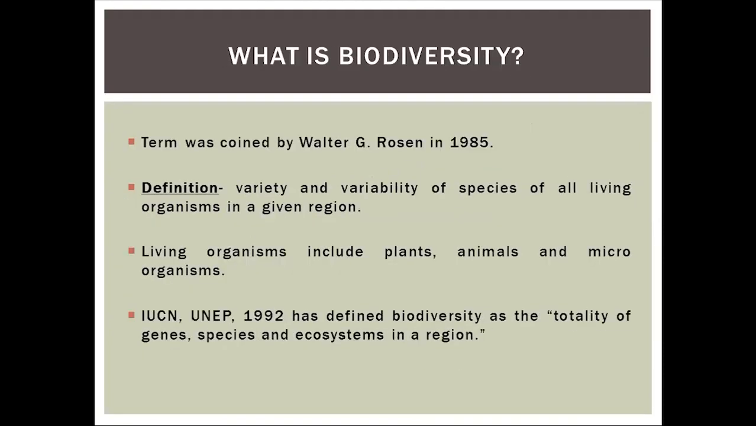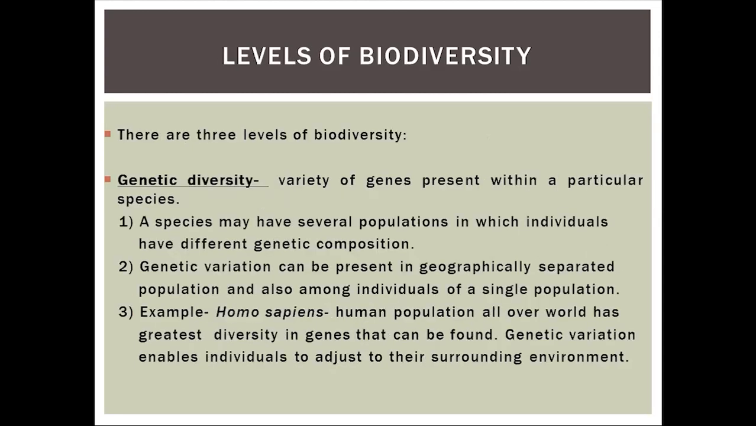So initially we have defined what is the meaning of biodiversity. The person who had coined this term was Walter Rosen in 1985. Then we have seen the definition of biodiversity, that it is the variety and variability of species of all living organisms in a given region. And then we have seen the definition given by two organizations, IUCN and UNEP, that it is a totality of genes, species, and ecosystems in a region.